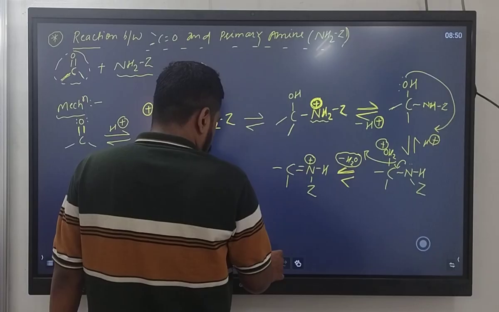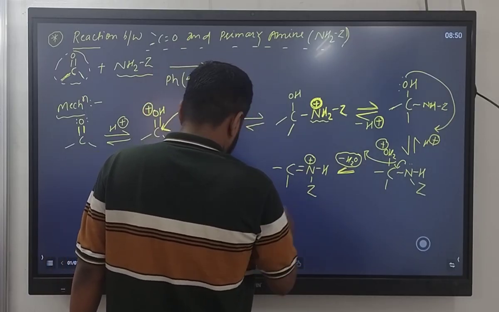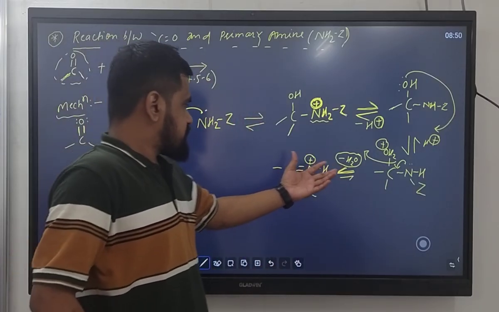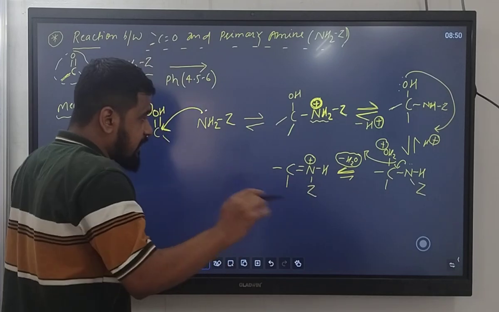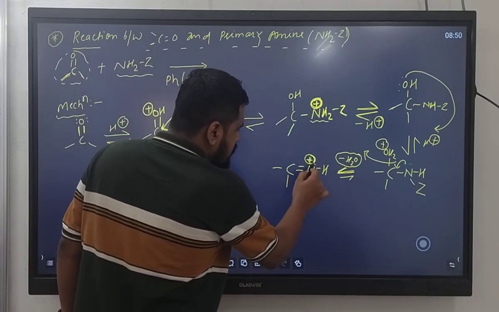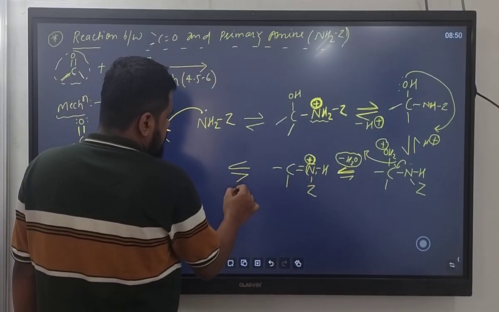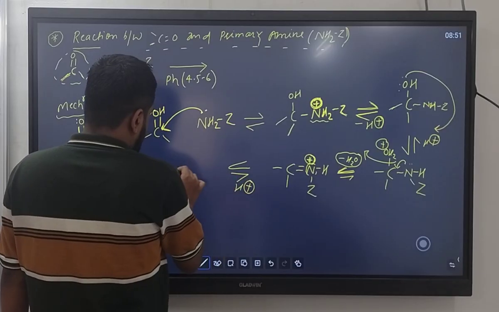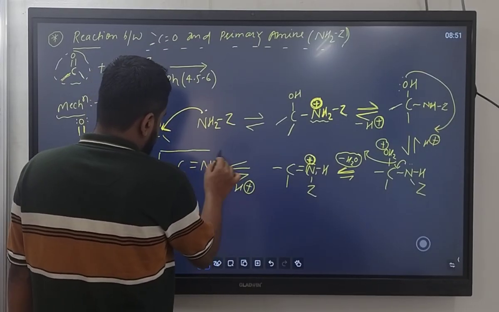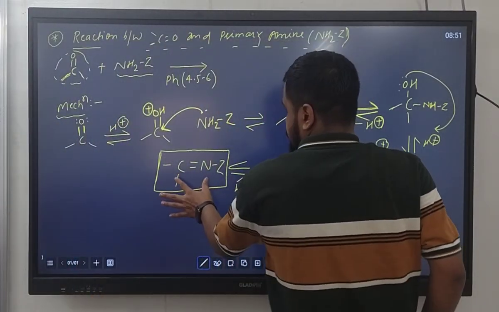All reactions are reversible. Here this nitrogen again has H plus, which is released again. The final product you will get is this.